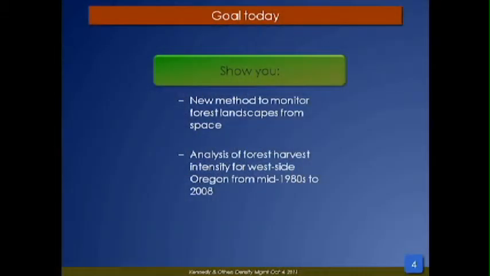So my sole goal today, my take on trying to meet what Dee Dee talked to me about, is to describe a new way that we're using satellite imagery to do this. And Janet mentioned a little bit of it in the last talk. And then use this to look at some patterns in Western Oregon.